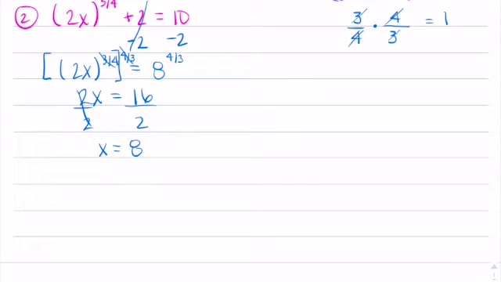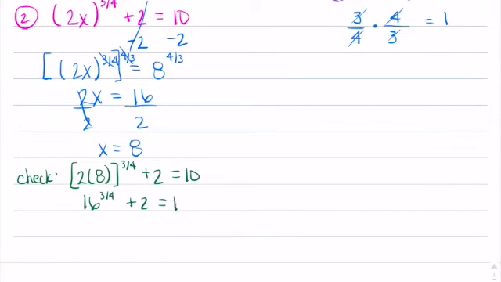Just like the last time, we have to check our work and make sure that this is truly a solution, or see if it may be an extraneous solution. So let's plug in 2 times 8 to the 3/4 power plus 2 is equal to 10. 2 times 8 to the 3/4 is 16 to the 3/4 power, which if you put that in your calculator is 8, plus 2 equals 10, and yes, 10 is equal to 10, so we are good, and we can box this as an answer.